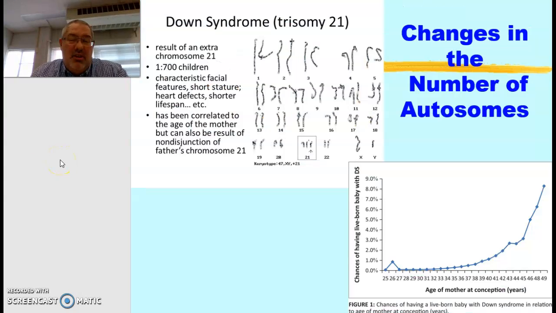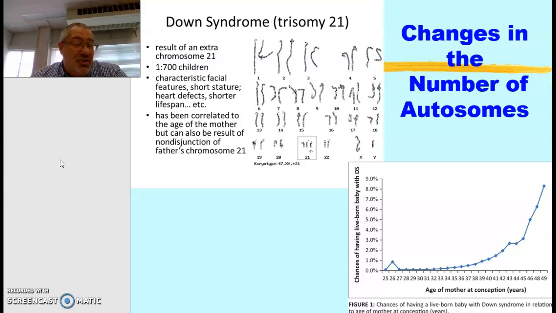As an example of an autosomal mutation or aneuploidy, Down syndrome usually occurs at a rate of 1 in 700 to 800 births, and some of the features are a flat facial structure, slanted eyes, shortness, heart defects, a shorter lifespan, some level of learning disability, etc. It's typically correlated to the age of the mother, especially if the mother is at or above 40 years of age.